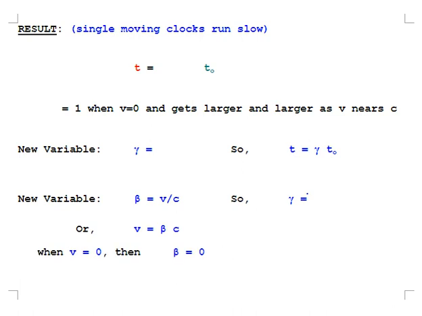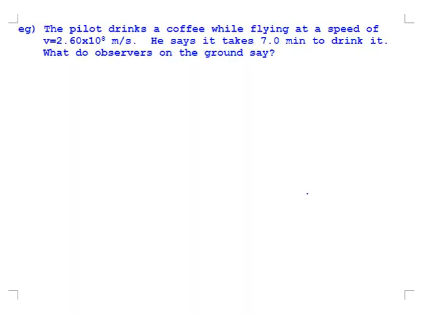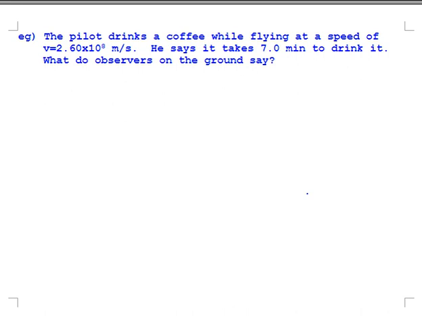We're going to skip all of this because there's a better way to think about it. Okay, let's think about this. A pilot drinks a cup of coffee while flying at a speed of 2.6 times 10 to the 8 meters per second. That is almost the speed of light. We do not have airplanes that can go that fast yet. Theoretical question. The pilot says it takes 7 minutes on the nose to drink the cup of coffee. What do observers on the ground say?